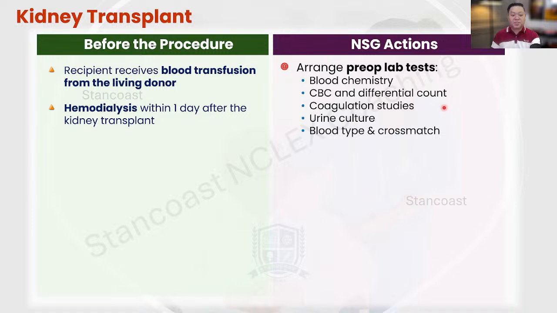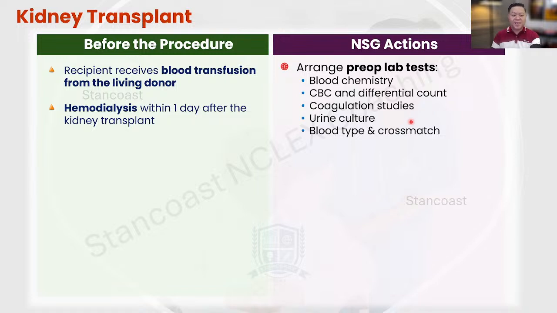Okay. Now, another is coagulation studies. This is very important, guys, because the kidney transplant is a major bloody procedure. The organs are actually supplied with so many blood vessels, and this patient can possibly bleed out if they probably have some coagulopathies, wherein there is probably a deficiency in their clotting factor, or maybe their platelet count is probably dropping. So we need to keep an eye on these studies to make sure that they're not going to bleed out during the surgical procedure. Now, another is urine culture.